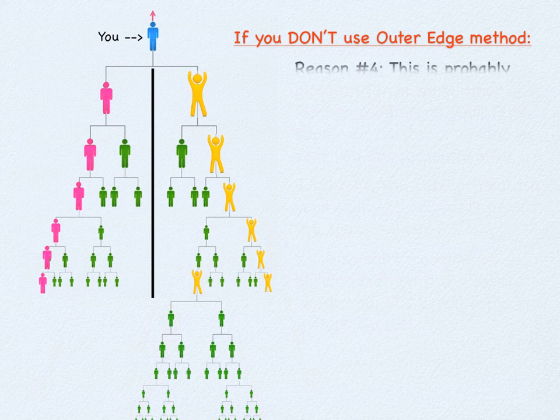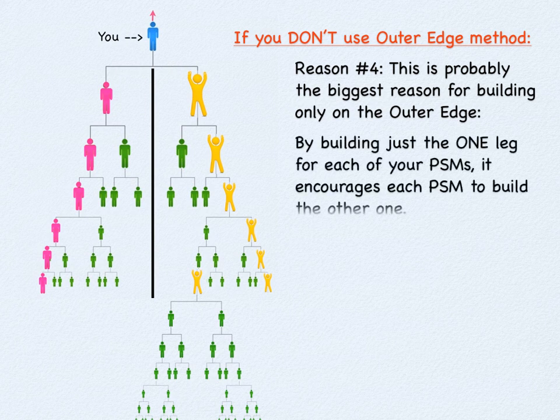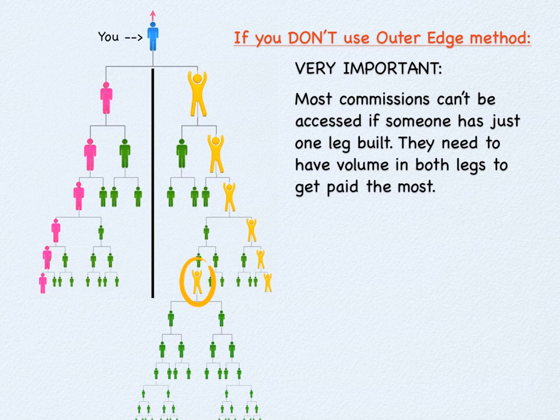The fourth one, and this is probably the biggest reason for building only in the outer edge, is this. By building just one leg of each of the people that you bring in, it encourages that person that you sponsored, to build the other leg. This is crucial, very, very important. And the reason is that because most of the commissions really can't be accessed if someone just has one leg that's being built for them, for instance. They need to have volume in their own other leg that they have to start building it.